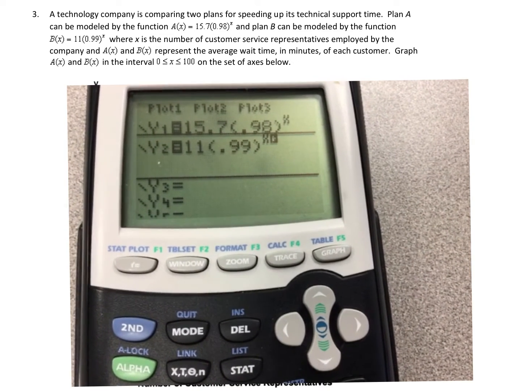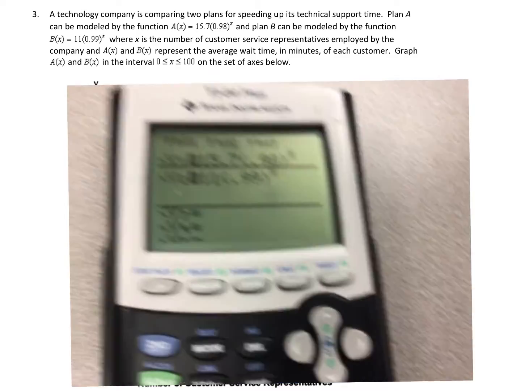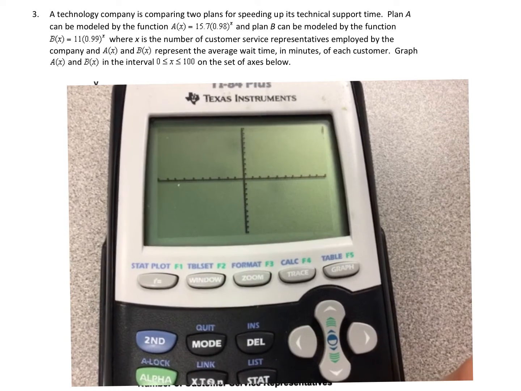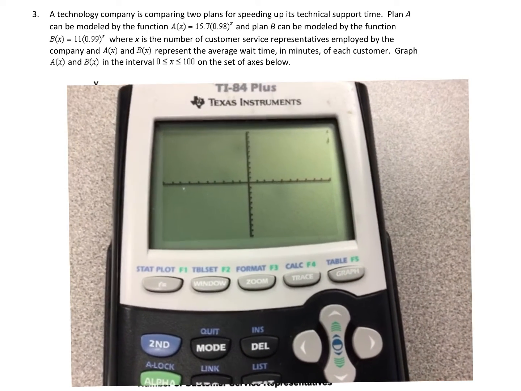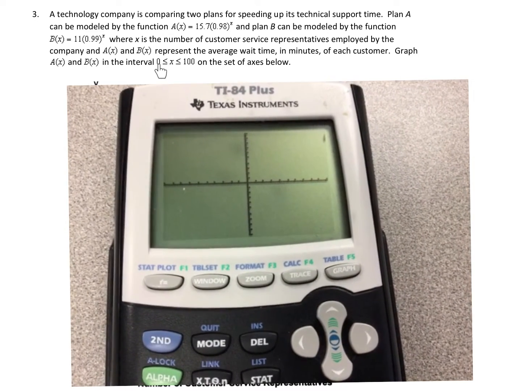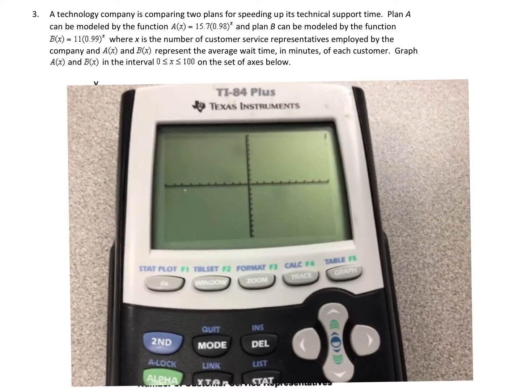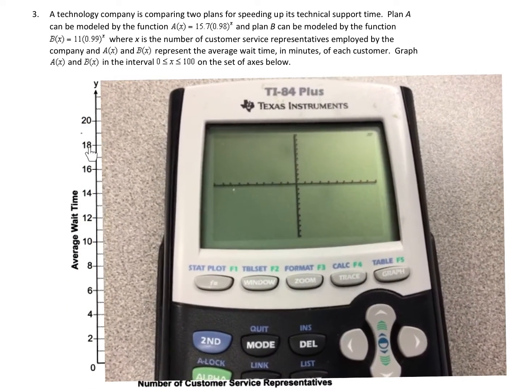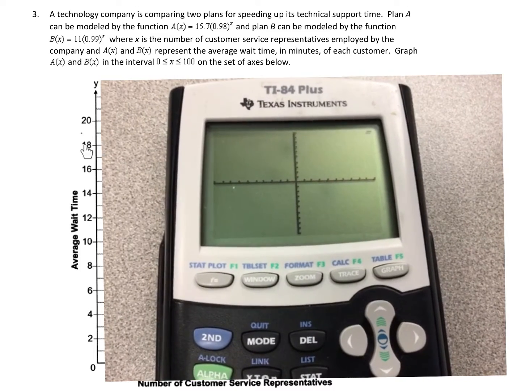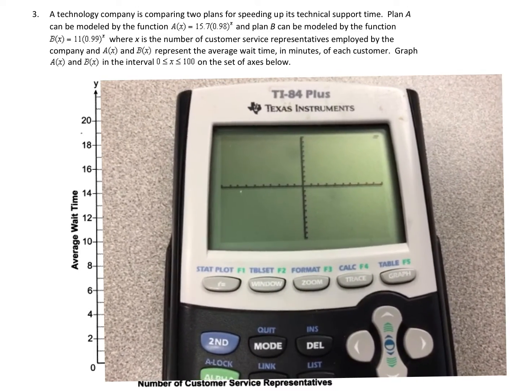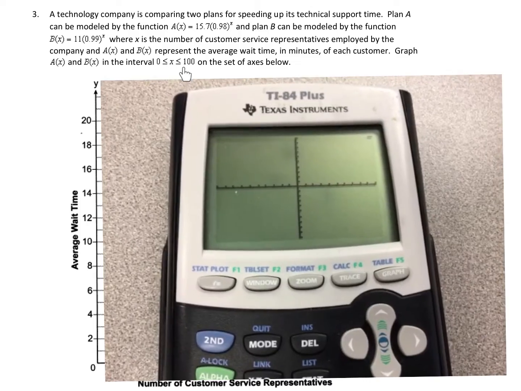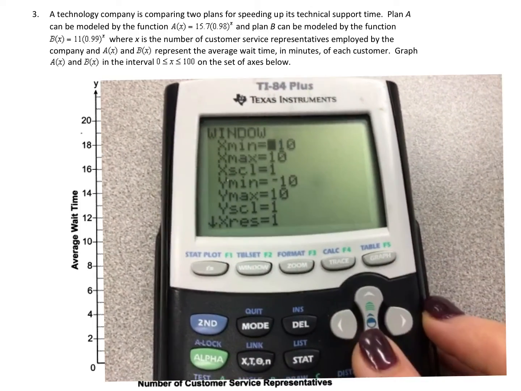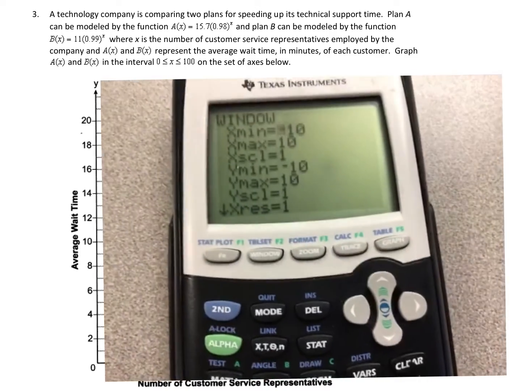Now, if I were to hit graph, my window is still set from -10 to +10 like the last screen. So I don't know how much I'm going to see. Because look, they want us to graph from 0 to 100. And if I look, let me see if I can move this over. There we go. If I look here, I'm going to set my window to match theirs. So my x minimum would be 0 and my x maximum would be 100.